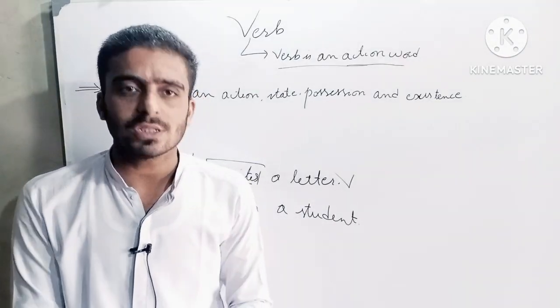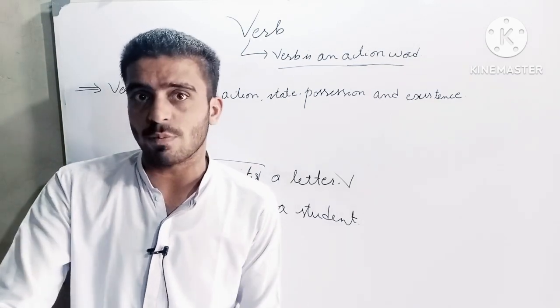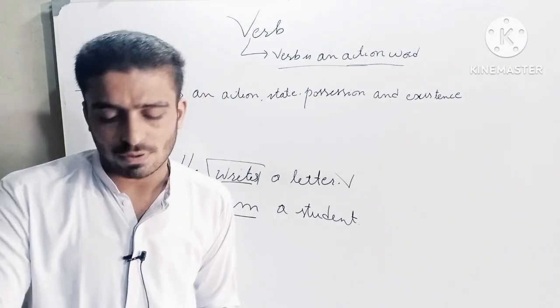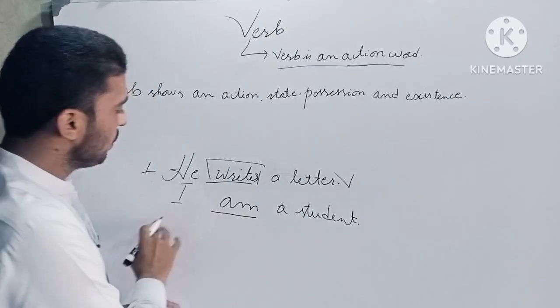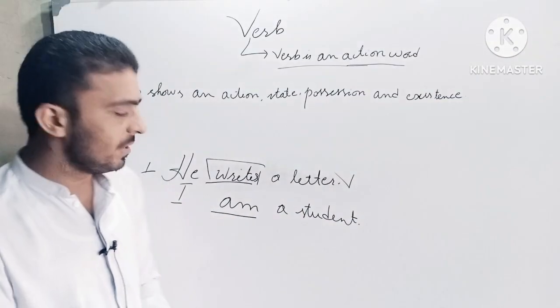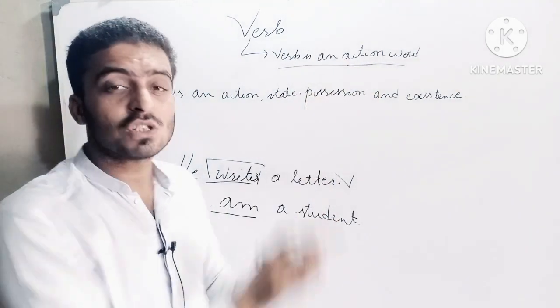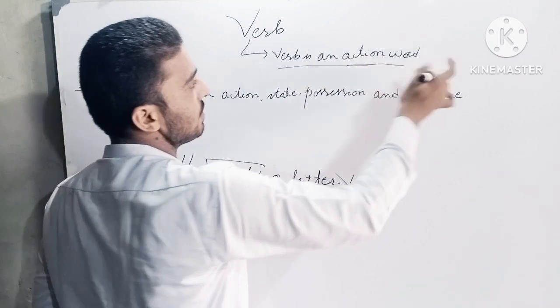What is action? Action is a type of word or movement in which we involve physical movement. Suppose I am moving my hands, it's an action. If we write a letter, it means we move our hands. That's why we say it's an action. But if you say "I am a student," there is no action here. So if you consider only this definition, you are going to get the wrong concept. You cannot say the verb is an action word.